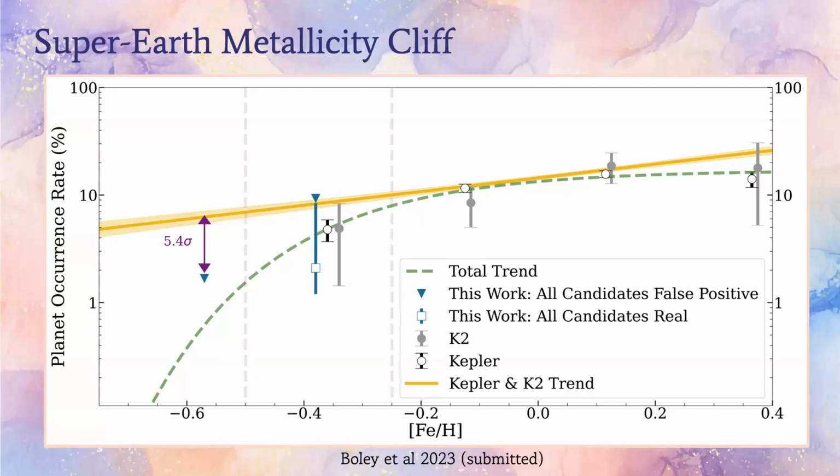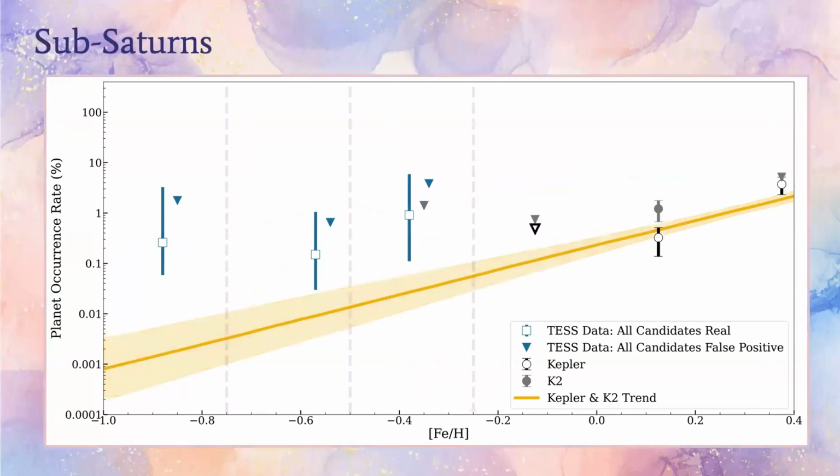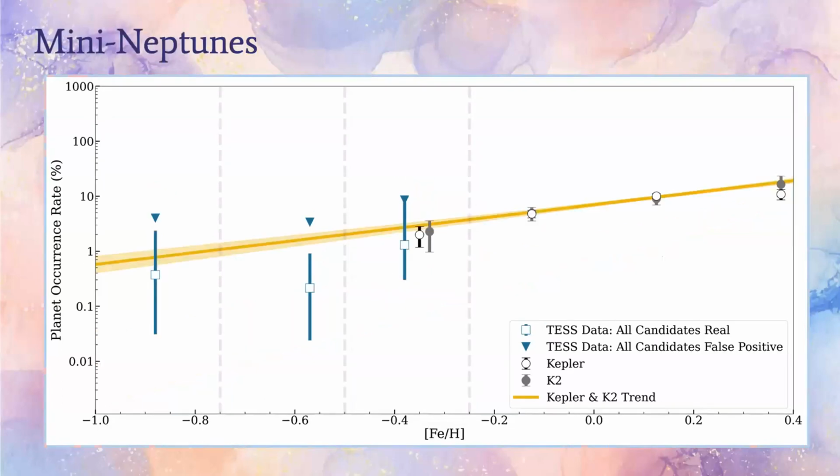So we're also finding some interesting things for the Jupiters. So for the Jupiters, once again, we have pretty good agreement with Kepler, but we also see that they're a bit shallower than K2 and Kepler would predict. And this is the same for the sub-Saturns, a bit more shallow than K2 and Kepler would predict. And then the mini-Neptunes are the only ones that agree pretty nicely with what K2 and Kepler would predict.